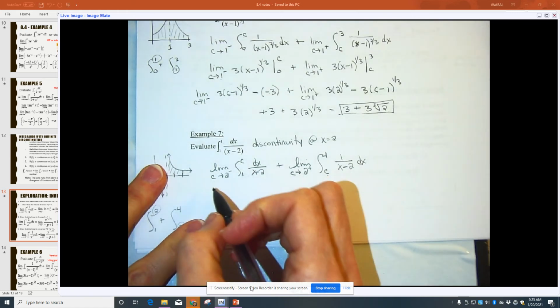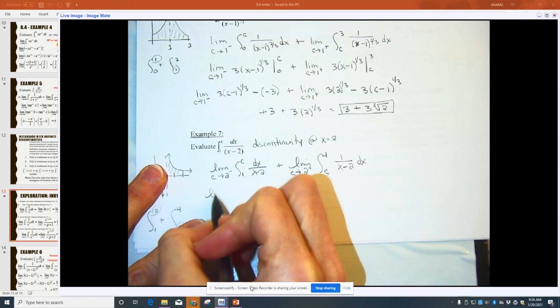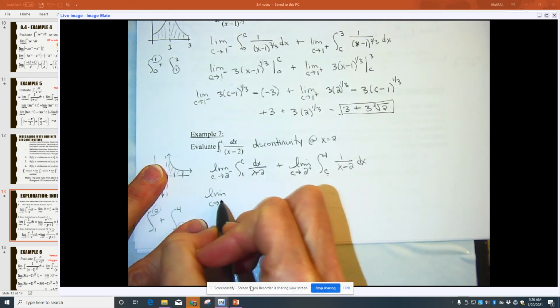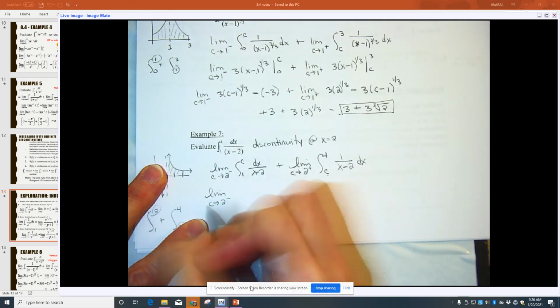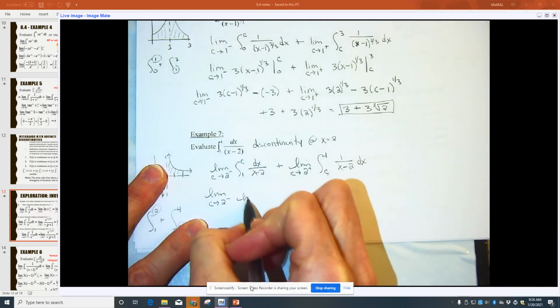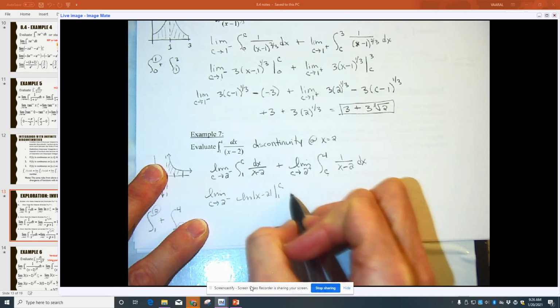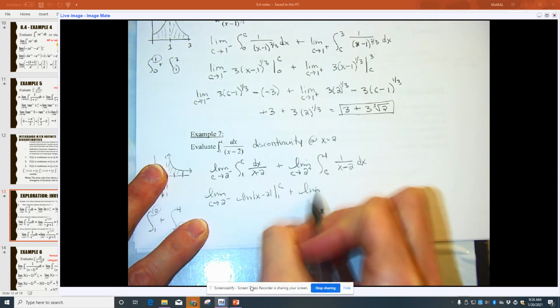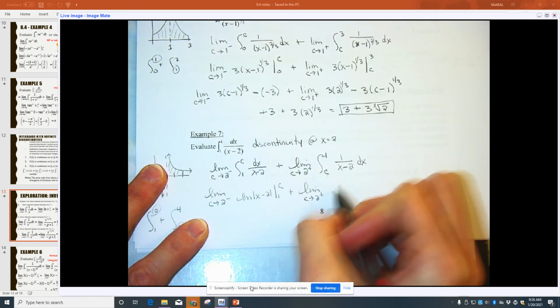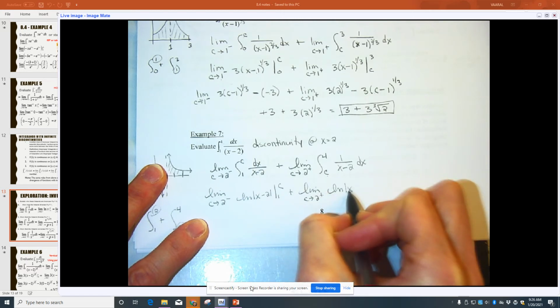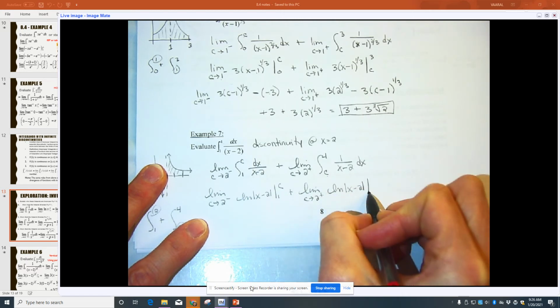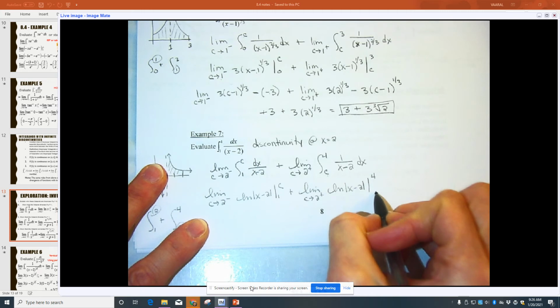Okay, antiderivative is going to be, got to copy that limit again. C approaches 2 from the left. Antiderivative is going to be natural log of x minus 2 from 1 to c, plus my limit as I approach 2 from the right, natural log of x minus 2 from 4 to c.